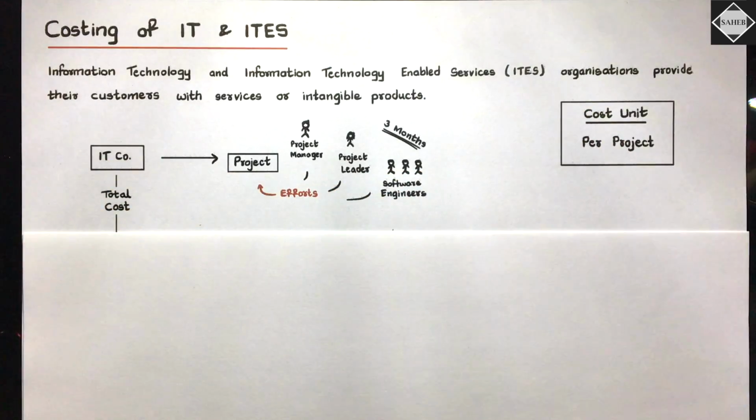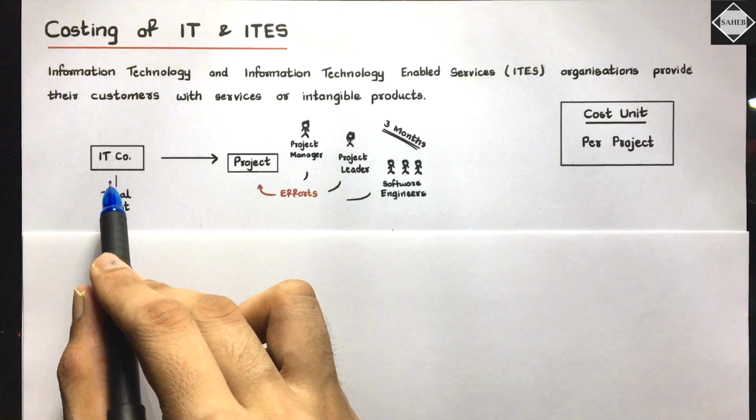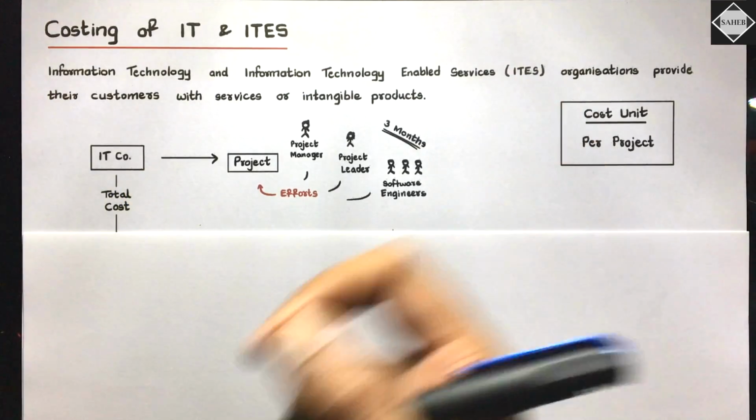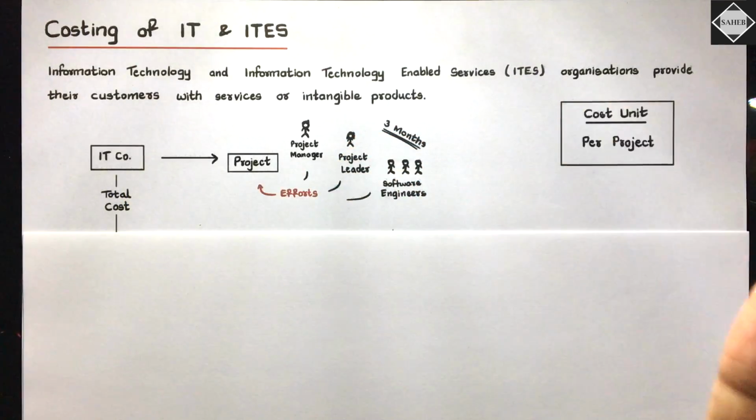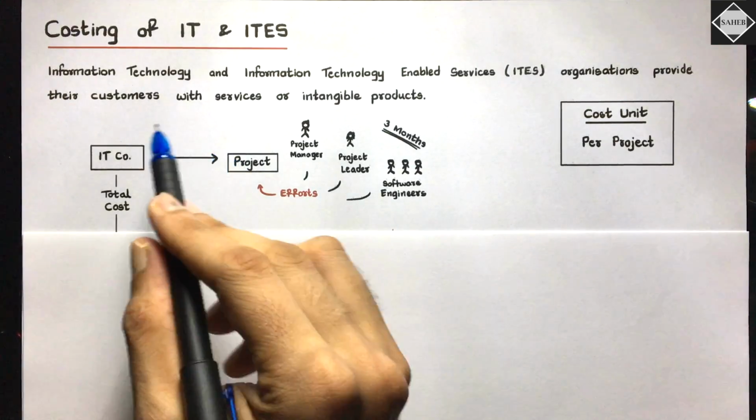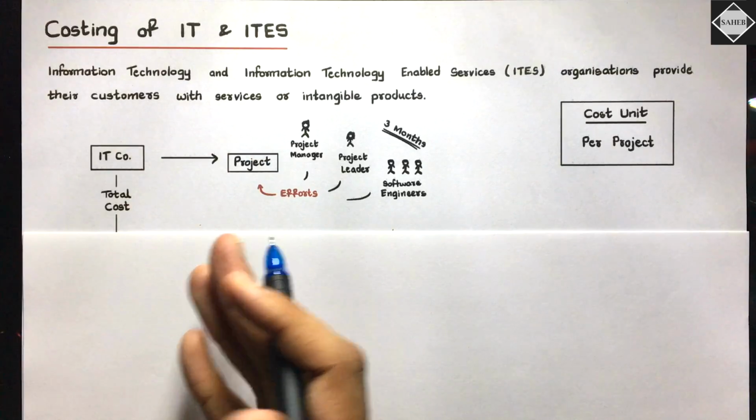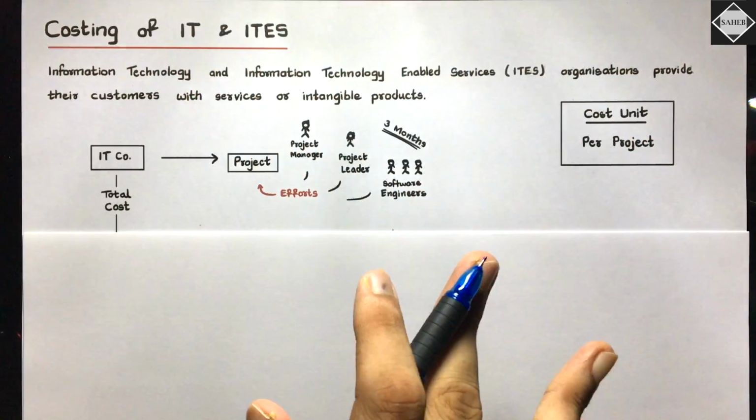Now you have to understand what happens in IT companies when they build an app or a website or whatever, so many services. Different types of things are there. There can be multiple projects on which they can be working. Different customers will come with different requirements.